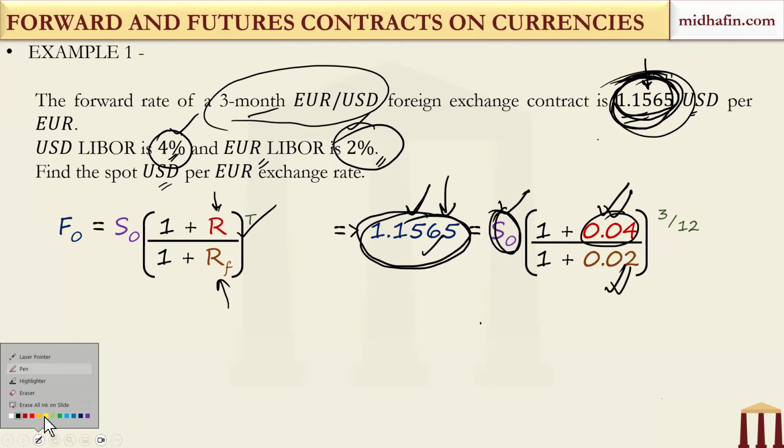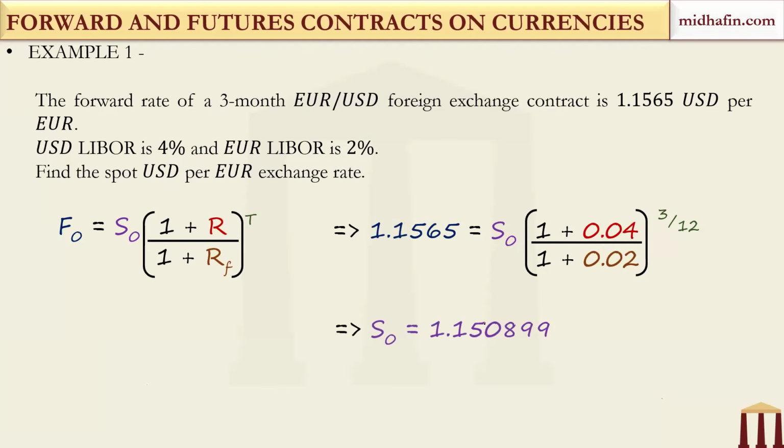Okay, fine. So once you solve it, you get, of course, 1.15089. So this is the quote in the spot market. This is the quote in the forward market. Okay, fine.